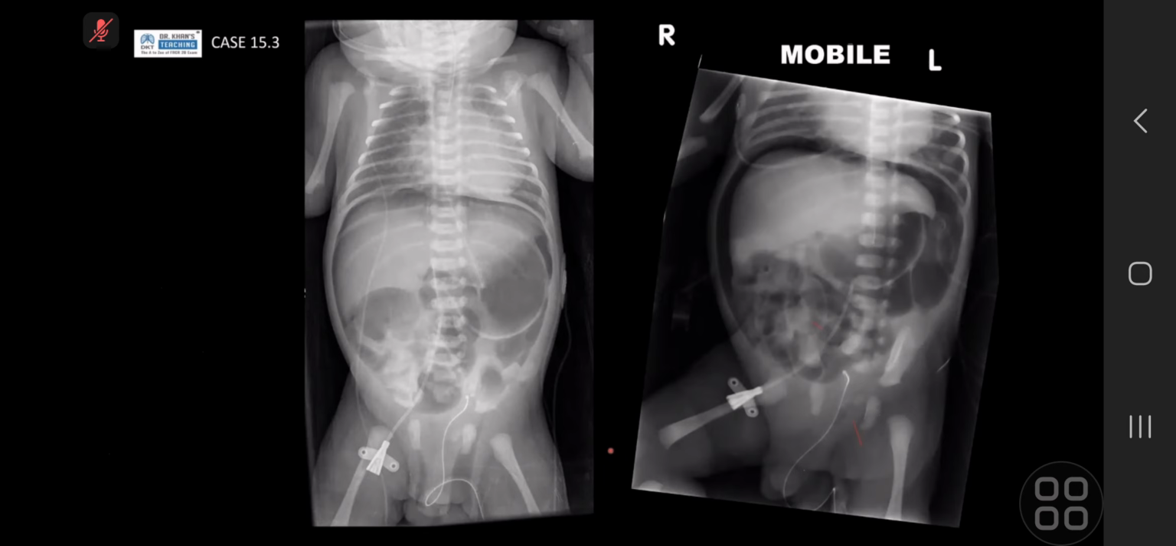In the second one, I see there is marked free air, pneumoperitoneum. I see dilated small bowel loops with the rigler sign seen on both sides. So you've seen two with pneumoperitoneum and one that's NEC or bowel obstruction, but no pneumoperitoneum.